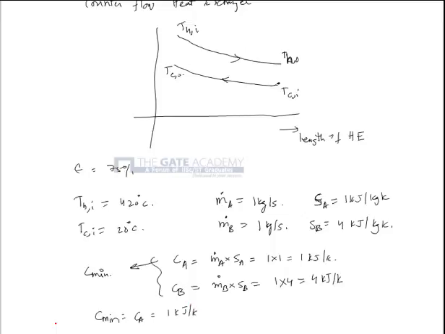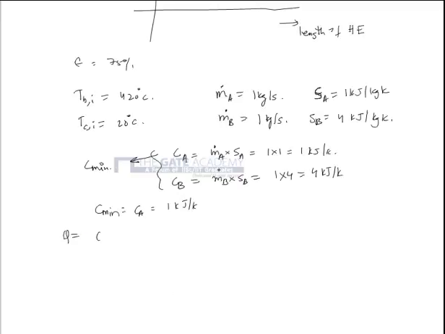Now the heat transfer rate in the NTU method is defined as the effectiveness into C min into the difference of the inlet temperatures of the hot and the cold fluid. Effectiveness is 75%, so 0.75. C min is 1, into the difference of the fluid temperatures, 420 minus 20, which is 400. The answer comes to be 300 kilojoules, and therefore the option is A.